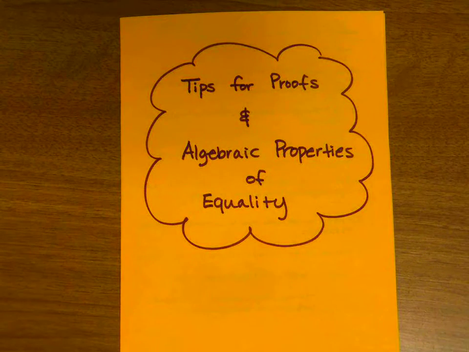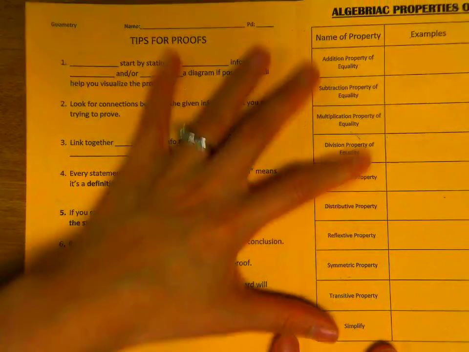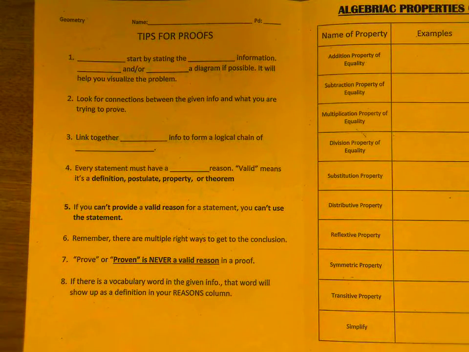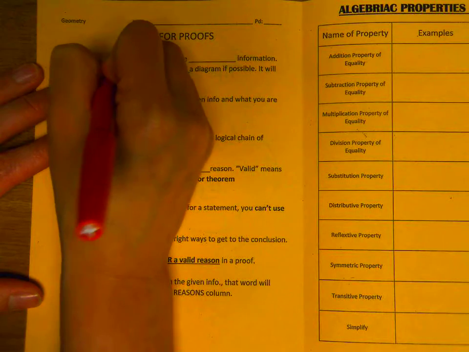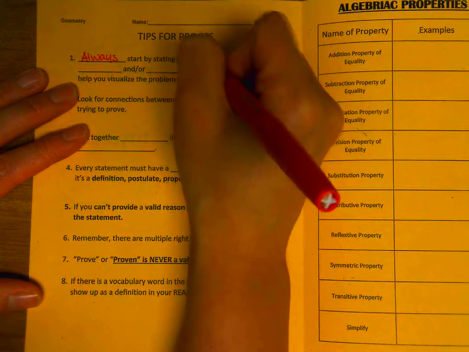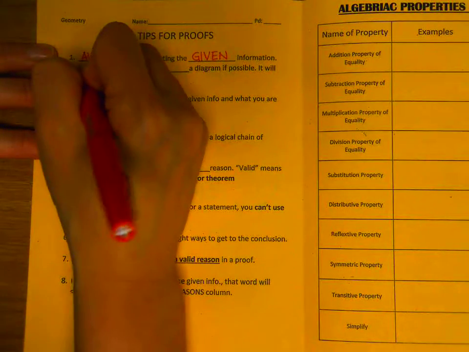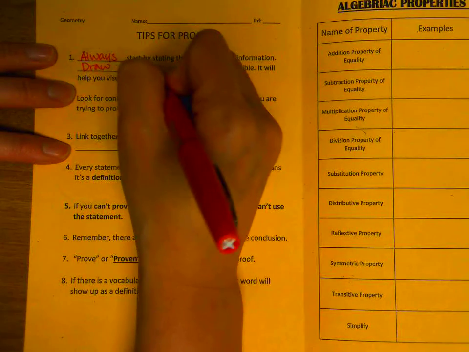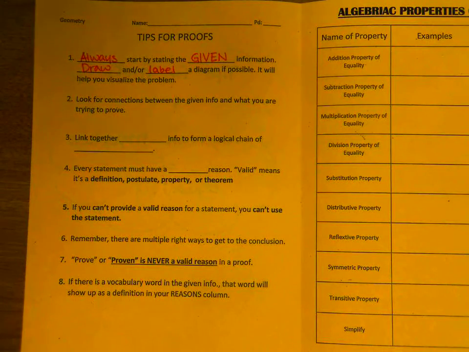Okay, if you got it, I want you to turn this paper over. So what you're looking at on the left hand side first: when we prove algebraically or geometrically, we always start by stating the given information. You cannot do the proofs without given information. We need to draw and or label a diagram. We don't have to do that for algebraic proofs, but we need to in geometry proofs in order to understand better. It helps you visualize the problem.